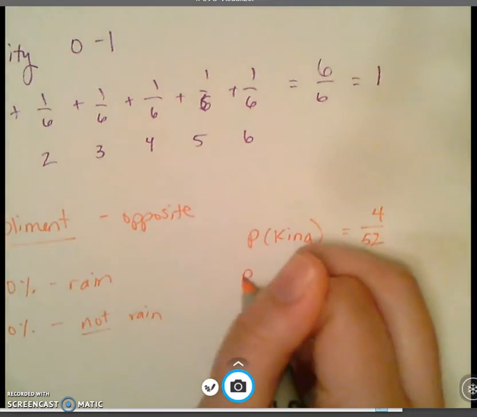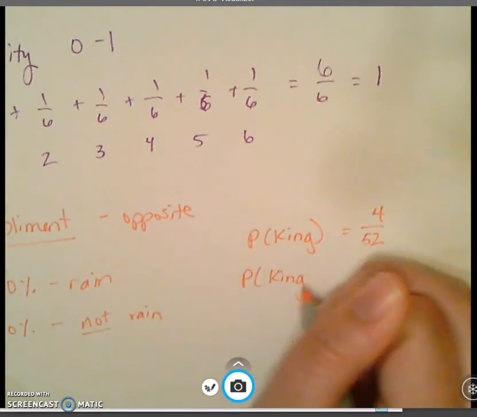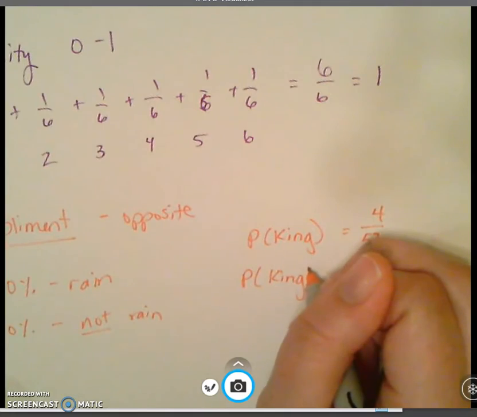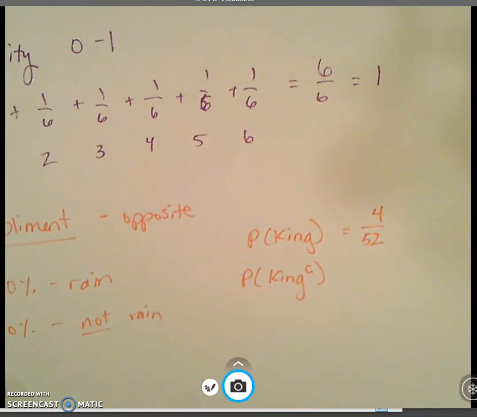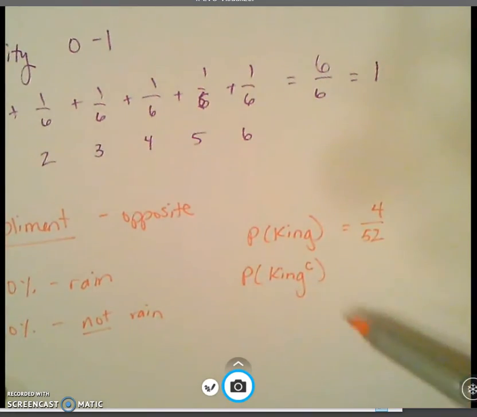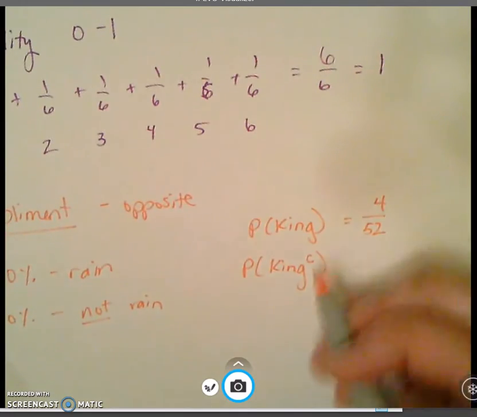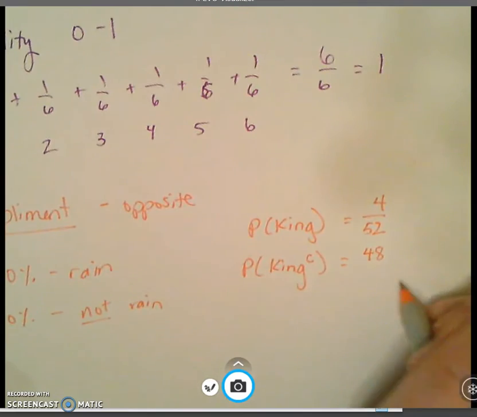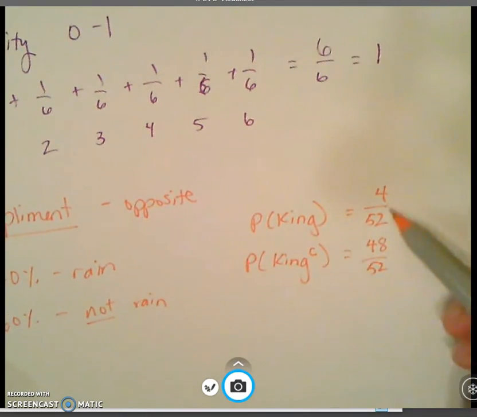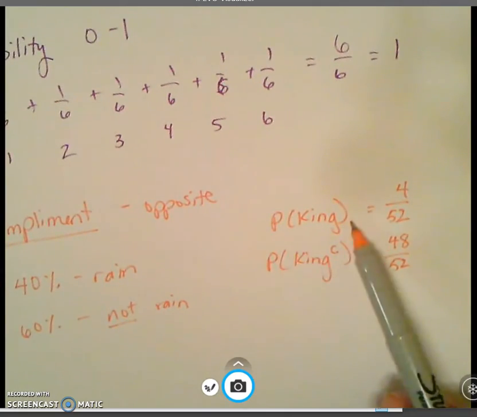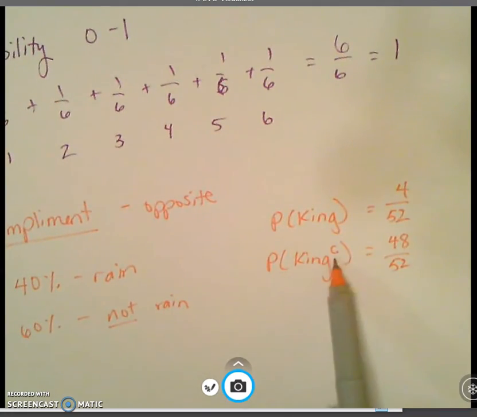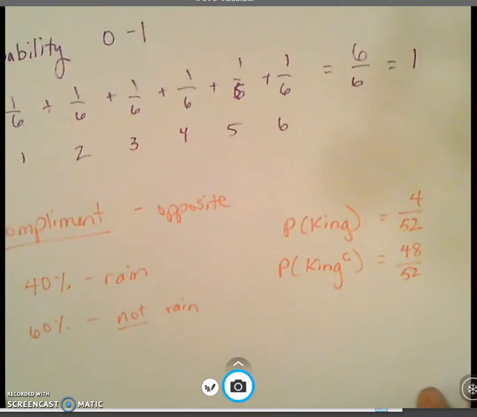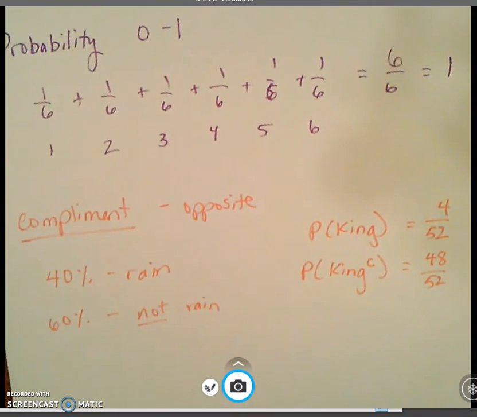Okay. If I wanted the probability of the complement of getting a king, by the way, the notation for complement is a teeny little c. Basically the opposite of getting a king, or not getting a king. There are 48 cards that are not kings out of 52. These two have to add up to 1. So you can either get a king, there's a 4 out of 52. You cannot get a king, that's the complement, which is 48 out of 52. So I hope that helps you with complement.